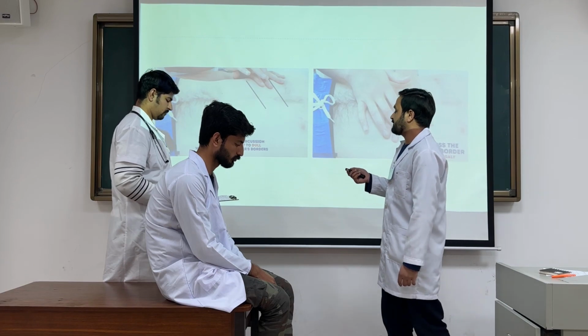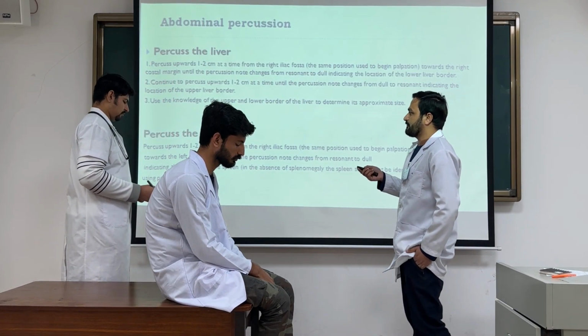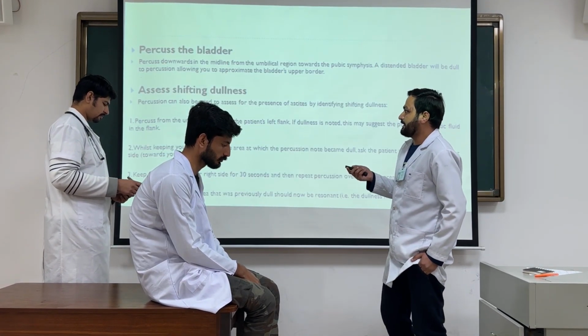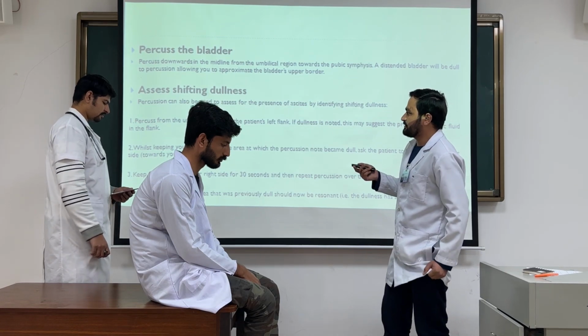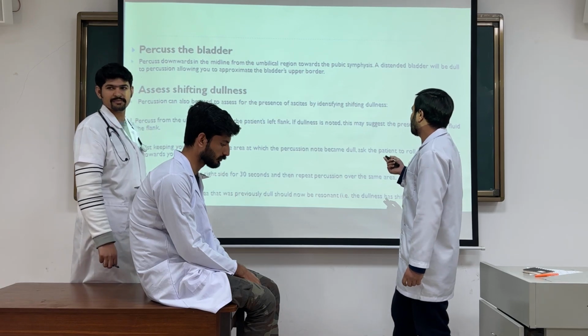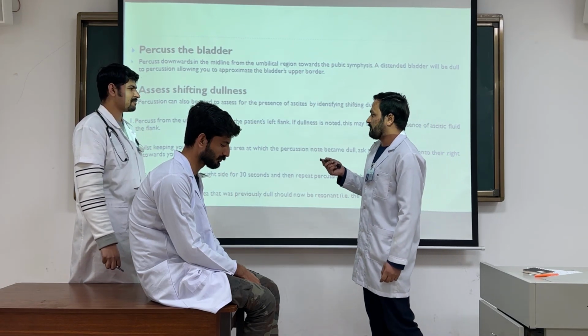Then first we'll do abdominal percussion. First we'll percuss the liver, then the spleen, and the bladder, and assess the shifting dullness, meaning percussion from the umbilical region to the patient's left flank. If dullness is noted, this may suggest the presence of ascitic fluid in the flank.